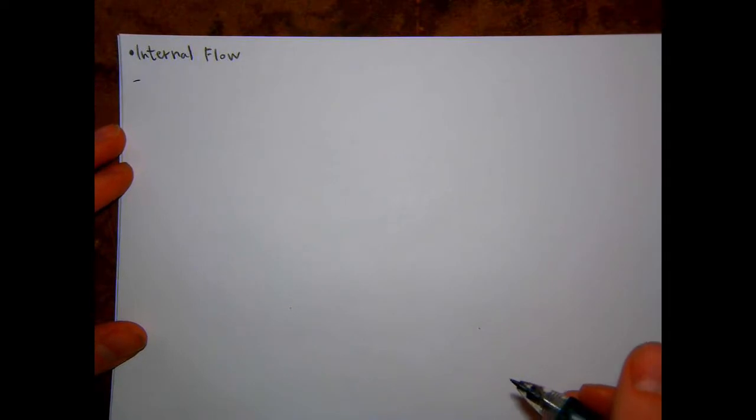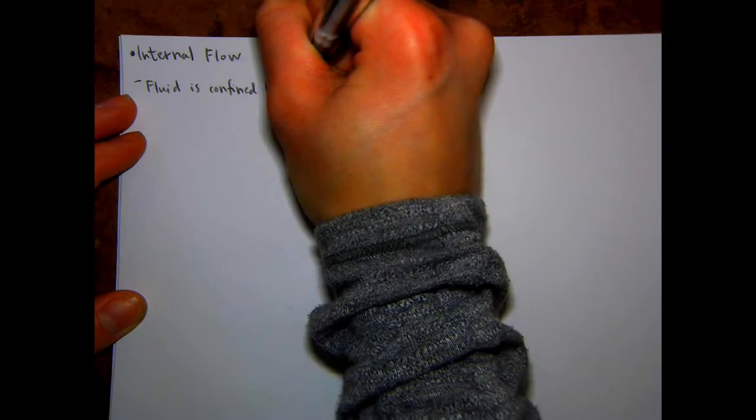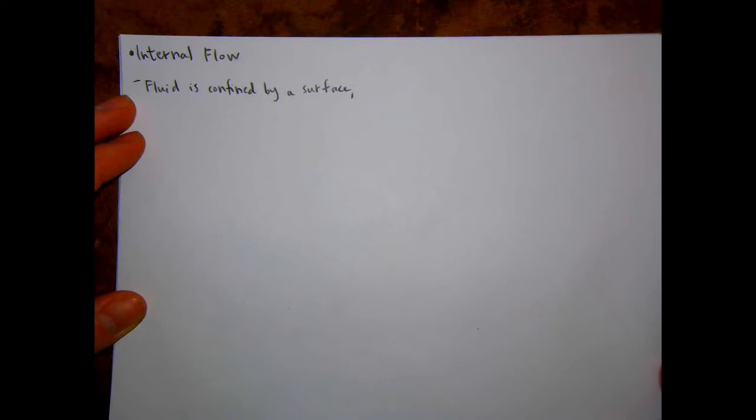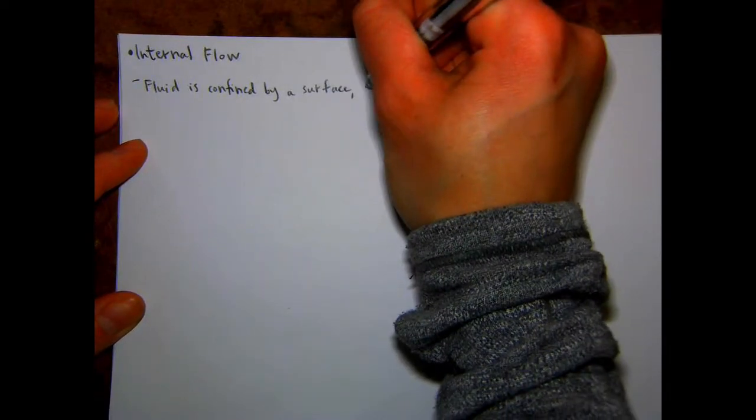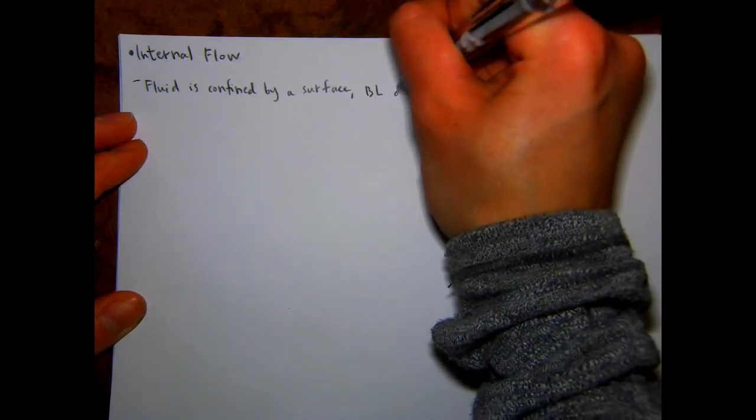So for external flow, the boundary layer just continues to develop along a plate or a cylinder without really any constraint. But for internal flow, like flow in a pipe, the fluid is confined by a surface. And that means that the boundary layer development is also going to be confined by a surface. So the fluid is confined by a surface, so the boundary layer development is constrained.